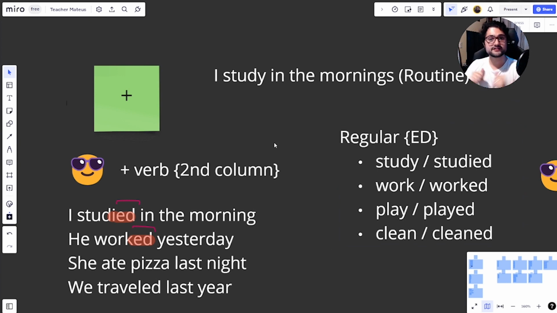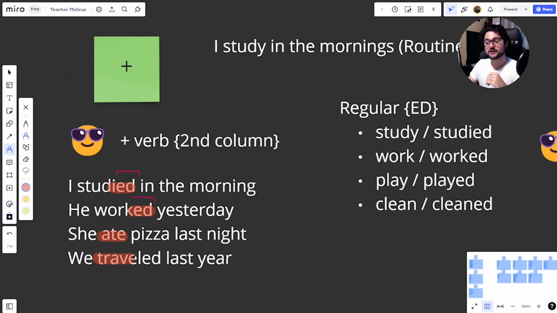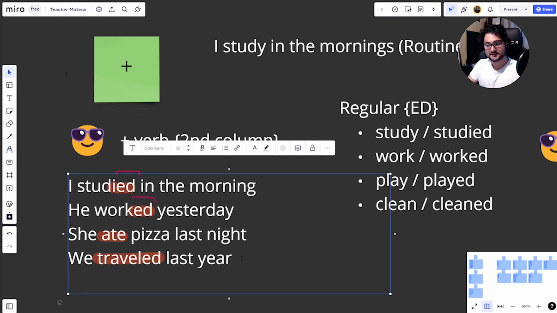But it would be perfect if all the verbs in English followed this pattern, this repetition, wouldn't it? However, we have verbs that are a little bit different. For example, I don't say I eated pizza, we say I ate or she ate pizza last night. We traveled last year. This is another regular verb. But for example, imagine that I say this. We went to Italy last year.